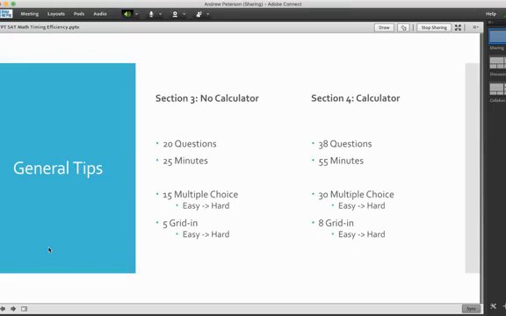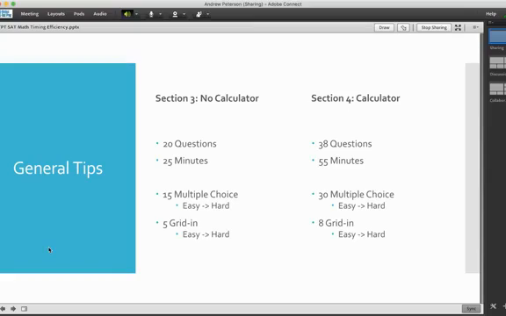And here's some general tips about the math sections on the SAT. We're going to take a bit of a deeper dive into this in the next slide, but at least to get started for those who aren't familiar, the SAT has two math sections, the first of which, section 3, does not permit the use of a calculator. It's a 20-question section, and students are allotted 25 minutes with regular time to finish that section.